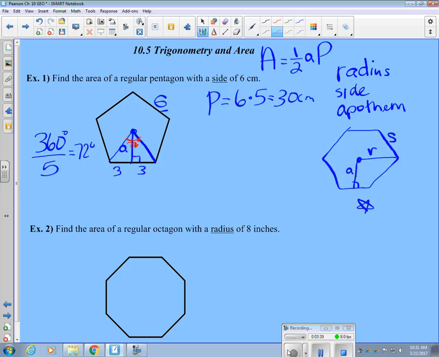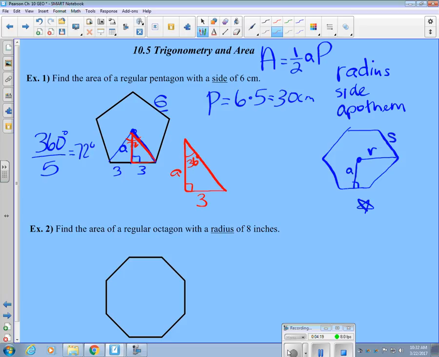But my apothem cuts that angle in half. So, Jack, what is half of 72? 36. So this angle up top is 36 degrees. I've taken this little triangle and separated it because sometimes it gets mixed up inside. Here's our apothem. Here is our 3, since we split that side in half.